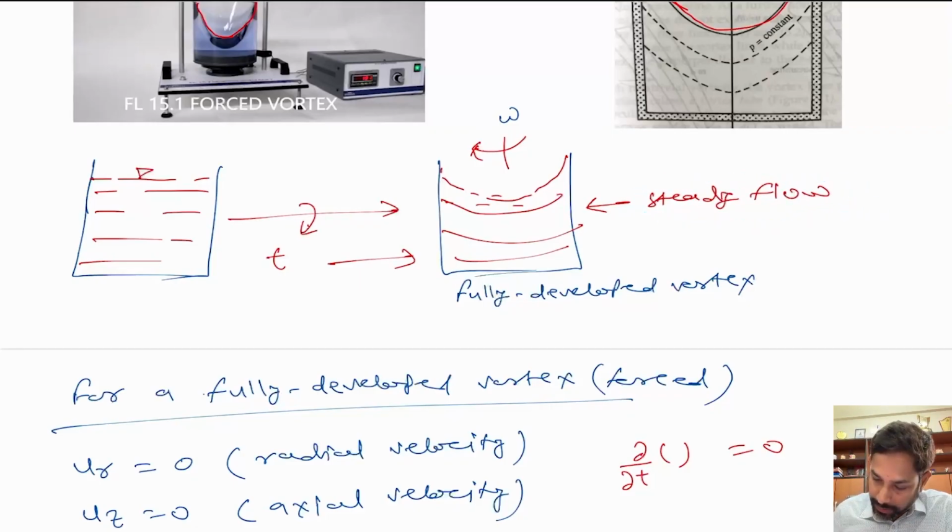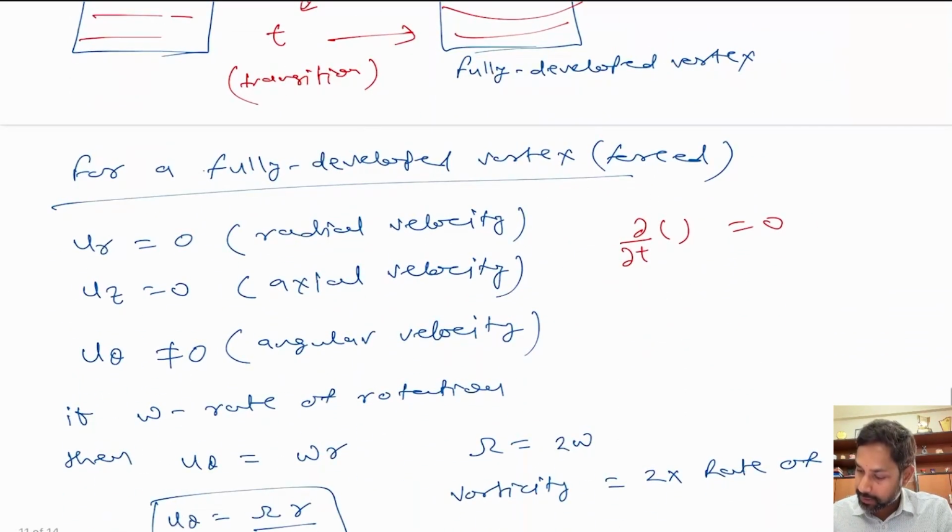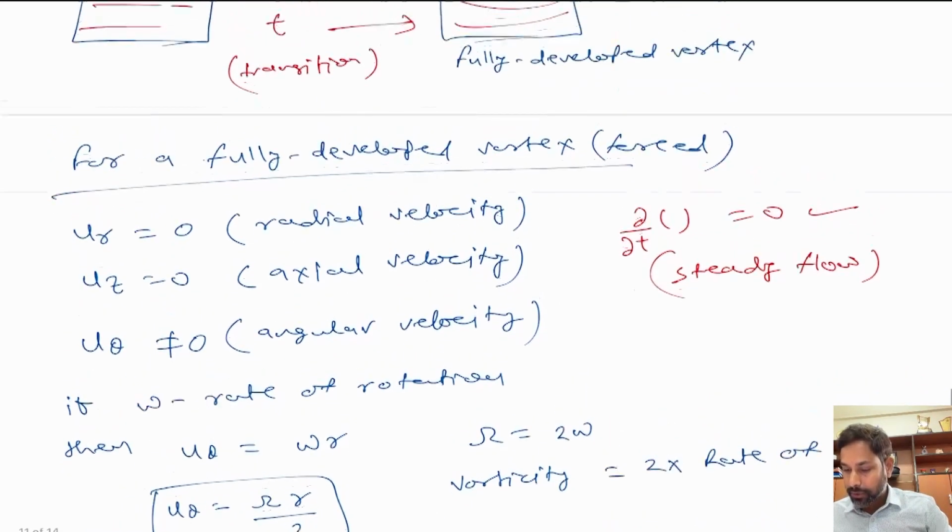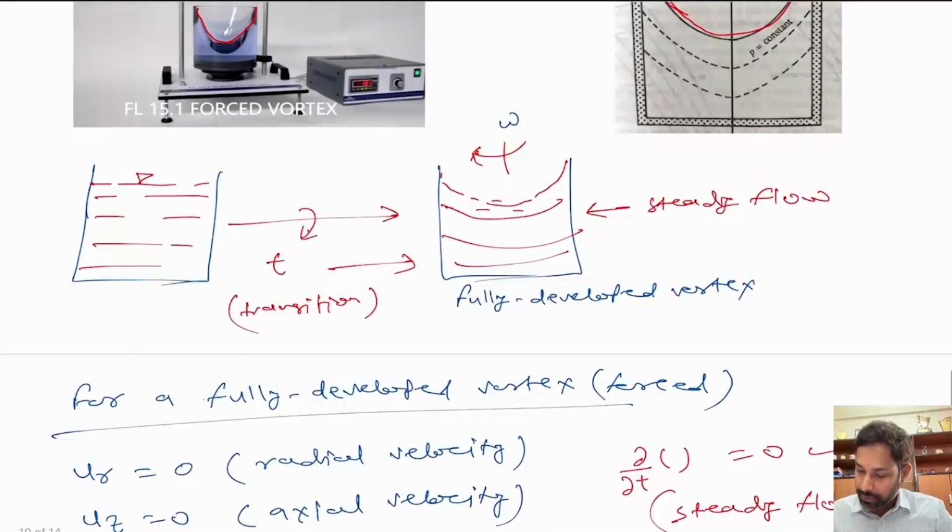Whereas this can be considered as a transition when it goes from flat surface to curved surface, but once the curved surface is achieved, the flow becomes steady, and anything inside the time derivative will be equal to 0. That is because of the steady flow. And that is why the solution we are going to derive is only applicable for this case and not for case 1.